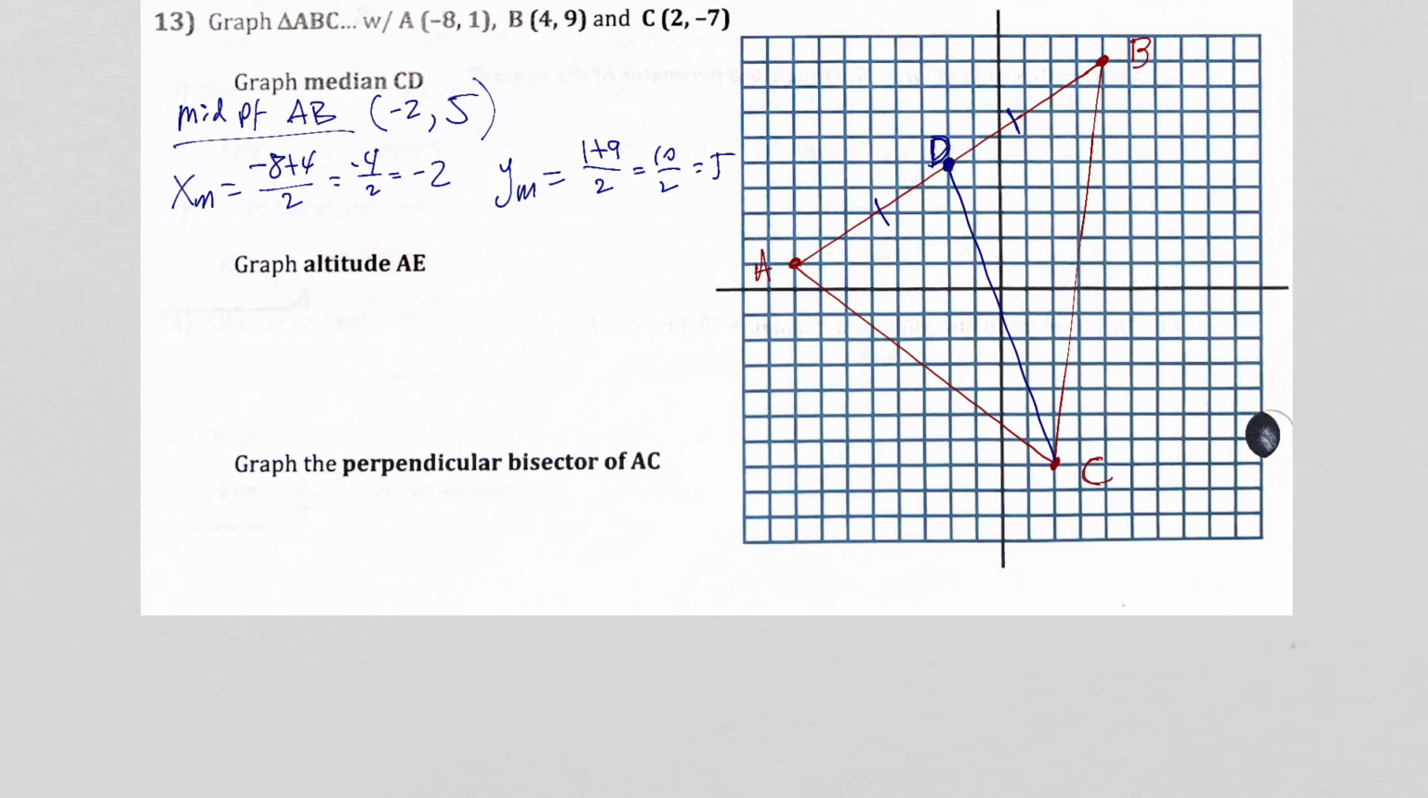For the altitude of AE, we're going to come from A and we're going to hit the opposite side at a right angle. So that means that I need to know the slope of BC. So let's do that. The slope of BC is y2 minus y1, negative 7 minus 9, over x2 minus x1, 2 minus 4, which gives me negative 16 over negative 2, which is a positive 8. So the slope of the perpendicular is the opposite reciprocal. So starting from this point right here, I'm going to go down 1 and run 8, and I'll hit the origin.